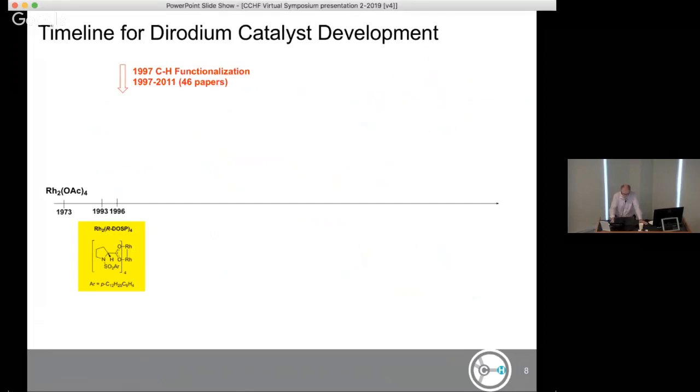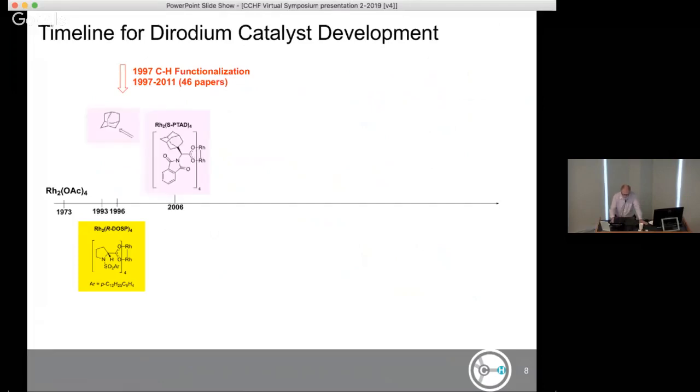It was the first example of a highly enantioselective intermolecular CH functionalization with these type of carbenes. And so then for many years, rhodium DOSP was the catalyst for us. We actually published 46 papers on various aspects of enantioselective intermolecular CH functionalization using this catalyst. It performed extremely well at activated CH bonds, benzylic, allylic, alpha to oxygen, alpha to nitrogen, and there was a range that we could develop with that.